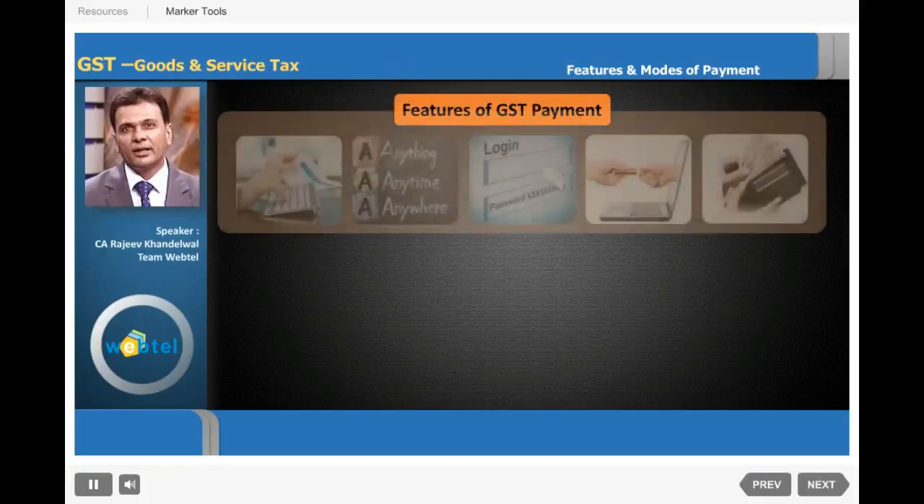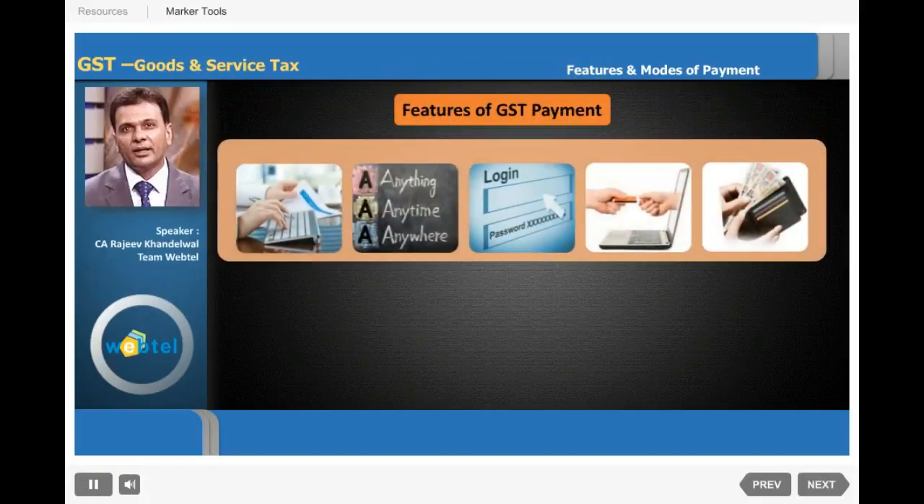In this session on GST learning, we will be talking about payments under GST, what are the various modes of payment, how the payments have to be made, and what important points should be kept in mind while making payments. First of all, we'll be talking about features of GST payment.